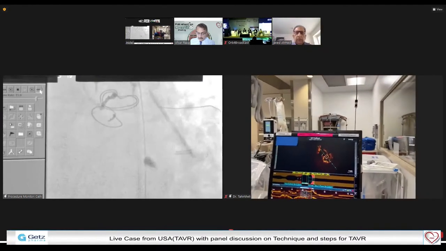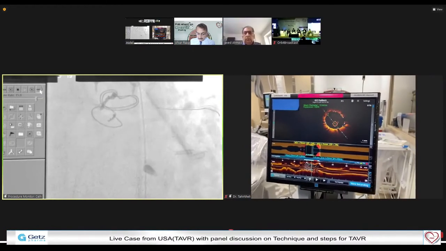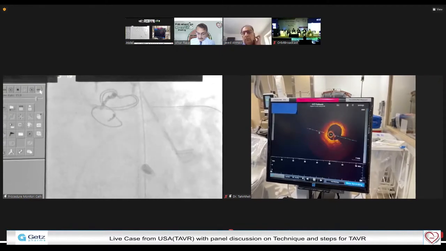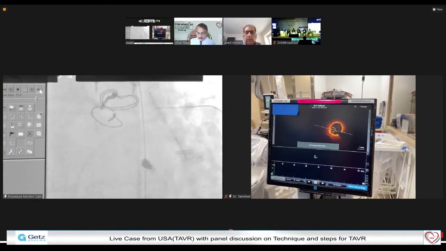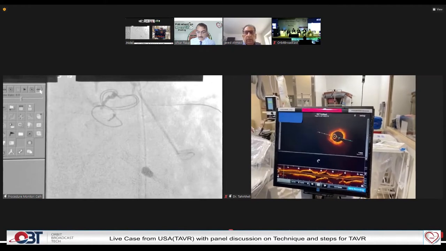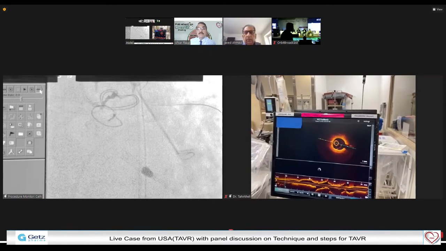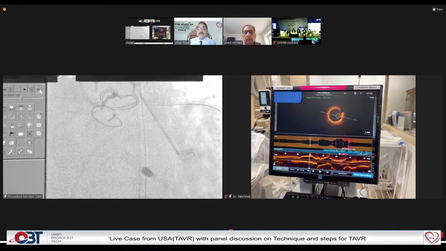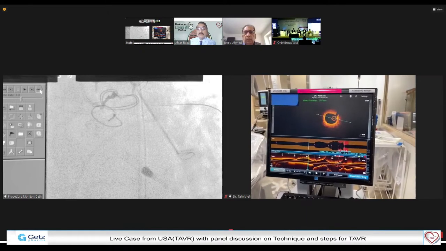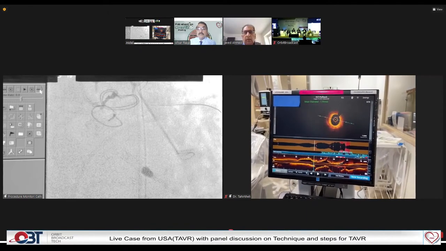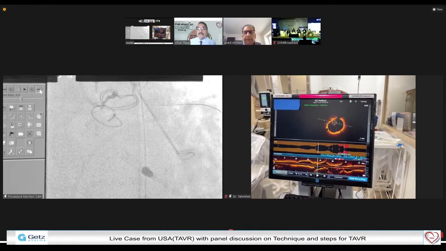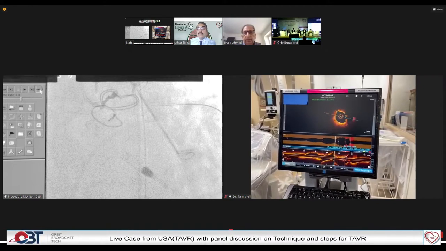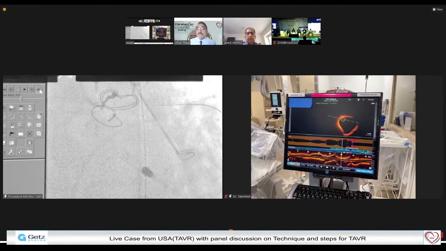So this is OCT. I need the first one. That's a pre-OCT run that we did. You can see it's from the circumflex coming to the left main. There's a previously placed stent with new atherosclerosis inside the previously placed circumflex stent. This is a 2.5 stent. This is an OM that joined at 3 o'clock, and this is another vessel, the ramus, coming in at 2 o'clock.